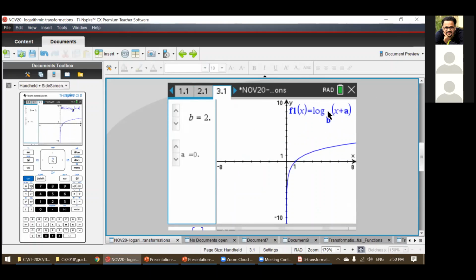And of course, when you have log of x plus a to the base b, what are the restrictions you should put on b and what are the restrictions you should put on x plus a? All right. So when a takes value more and more, how is the graph being transformed? You can see that it is a horizontal translation.